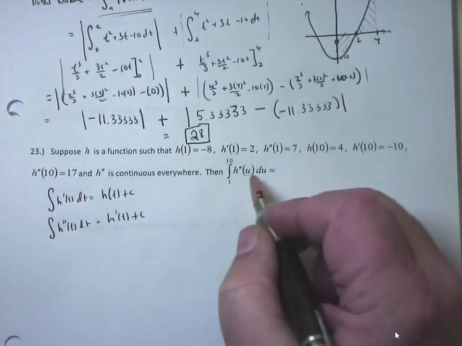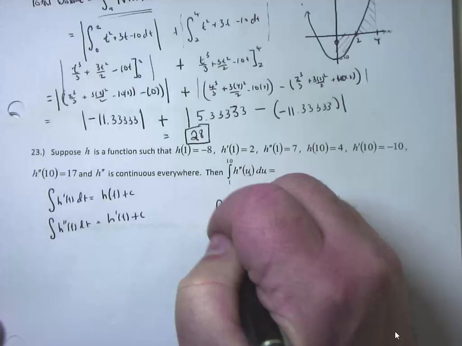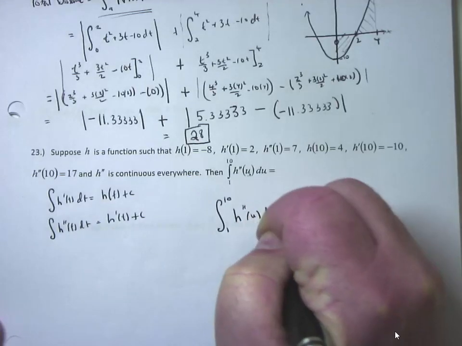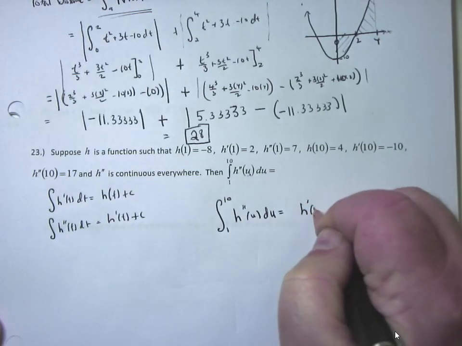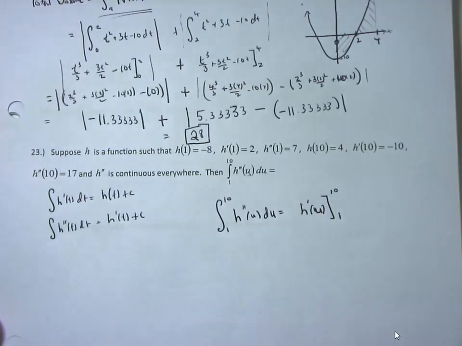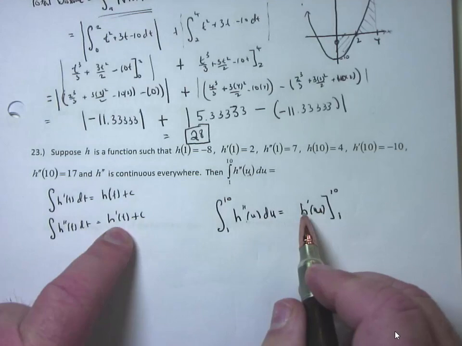Well, as long as this variable and that variable match up, I'm just integrating h double prime. And so the integral between 1 and 10 of h double prime of u du would officially be integrating a second derivative, which gives you a first derivative of u, evaluated from 1 to 10. Okay. Integrating a second derivative gives you the first derivative. That's one of our properties.